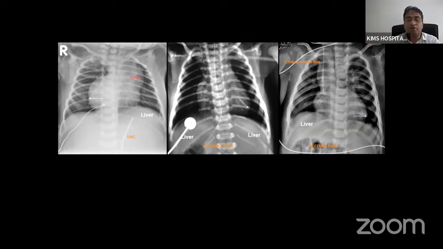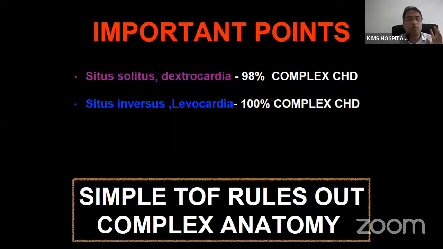So take advantage of UVC, feeding tube, ET tube, liver shadow, and with these small tools you are able to diagnose. Take help of lines and tubes together. The important point for situs solitus: there should be liver on the left side, stomach on the right side, there should be levocardia. But when the situs is solitus, meaning liver and stomach are okay, but the dextrocardia is there.